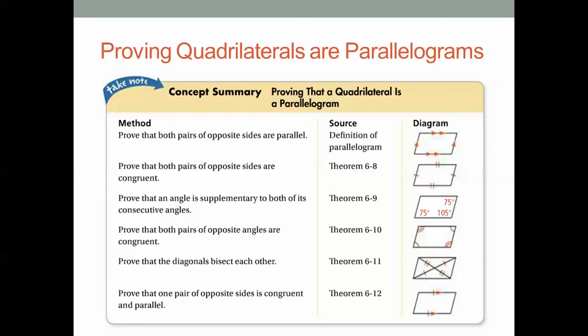Here's a review of all the different ways that we can prove a quadrilateral is a parallelogram. You can prove that both pairs of opposite sides are parallel, like we just did. You can prove that both pairs of opposite sides are congruent. You can prove that an angle is supplementary to both its consecutive angles. You could prove that both pairs of opposite angles are congruent. You could prove that diagonals bisect each other. And the new one we learned today, you can prove that one pair of opposite sides is congruent and parallel.